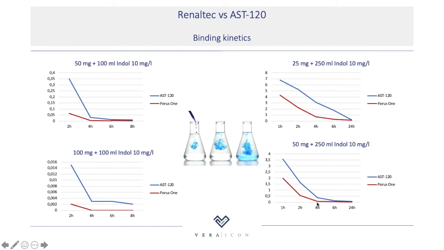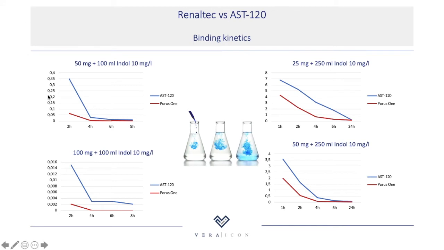Now, I told you AST 120 and Renaltec, the difference is in the binding capacity, and this is shown in this lab study. The red line is the concentration of indoxyl sulfate when Porus 1 is added to the solution, and the blue line is AST 120. What is happening in these studies is that they mix a certain concentration of indoxyl sulfate with a certain concentration of Porus 1 or AST 120, and they measure how much time it takes before all of the indoxyl sulfate is absorbed out of that solution by the toxin binder.